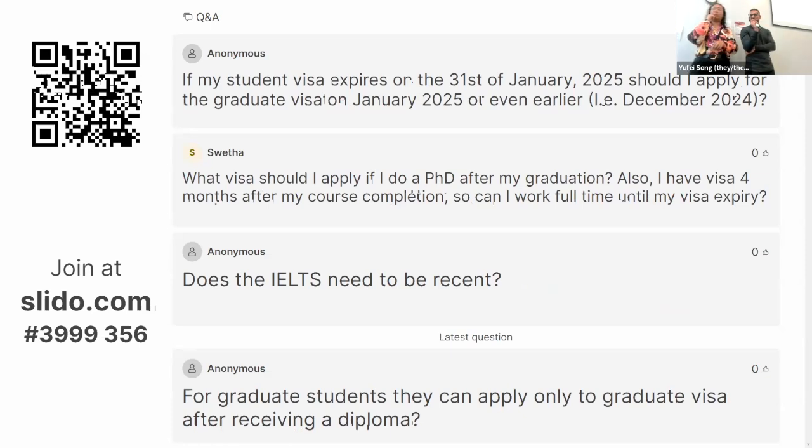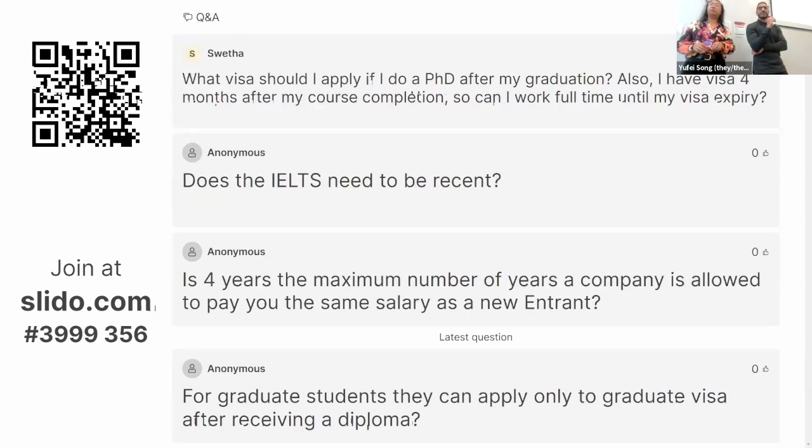If my student visa expires on 31st January, I should apply for the graduate visa in January 2025, or even earlier. So you can apply as soon as you've successfully completed the course, right? Yeah, as simple as that. You can apply as soon as you've successfully completed your course.